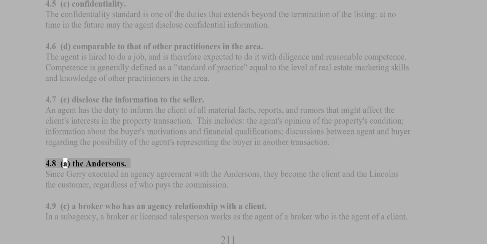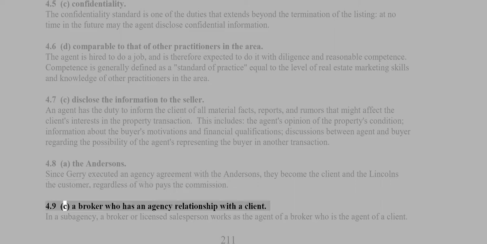4.8 a. The Andersons. Since Gary executed an agency agreement with the Andersons, they become the client and the Lincolns the customer, regardless of who pays the commission.